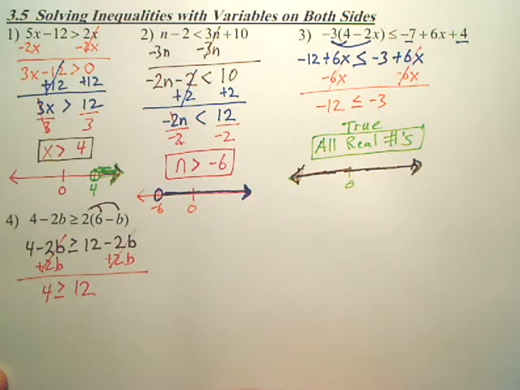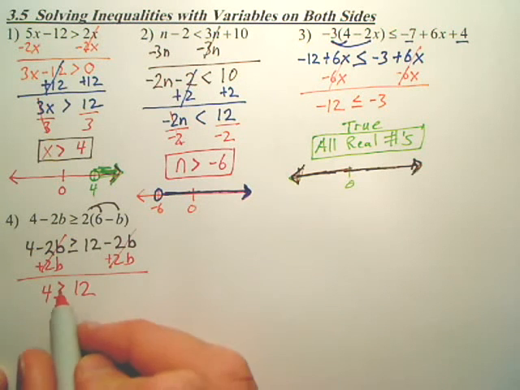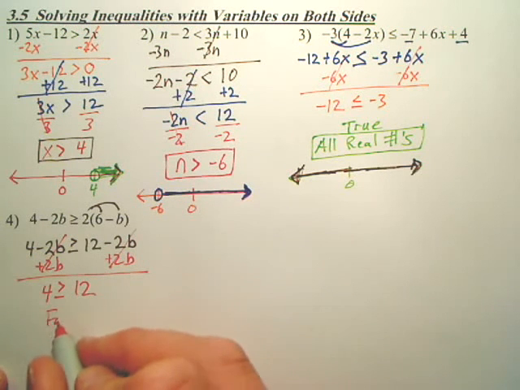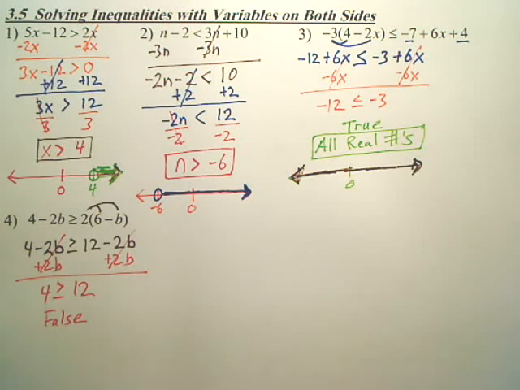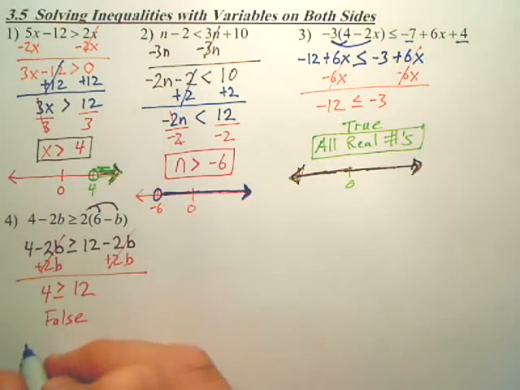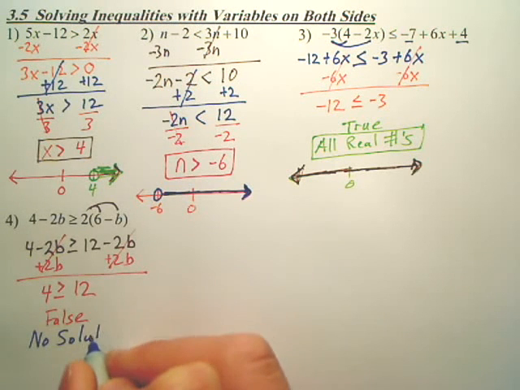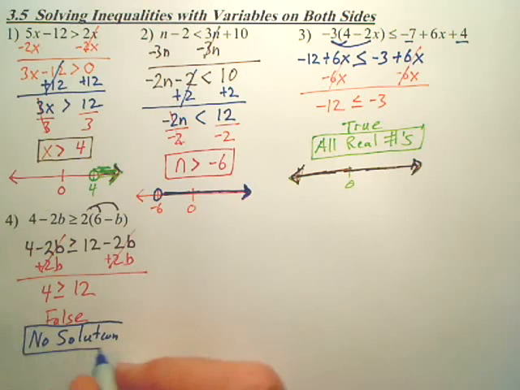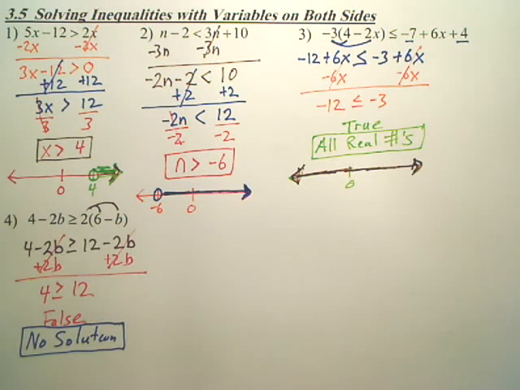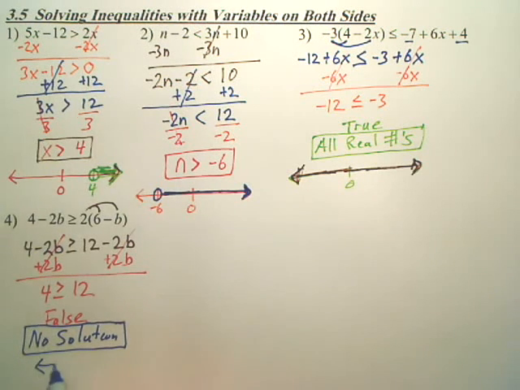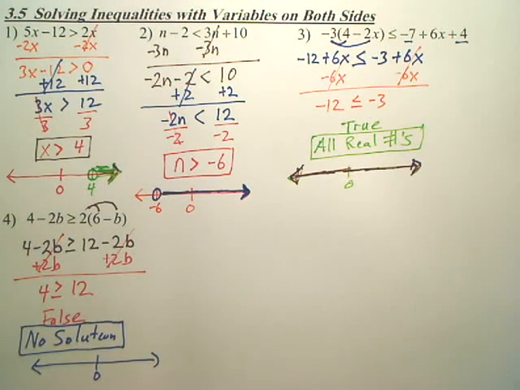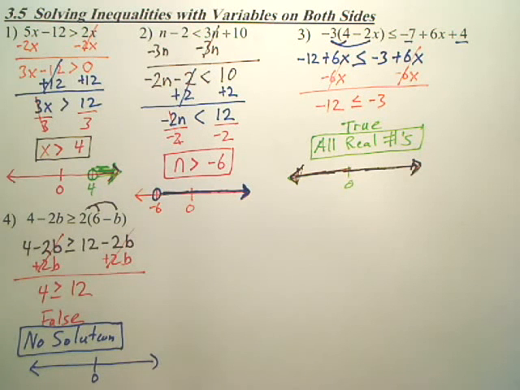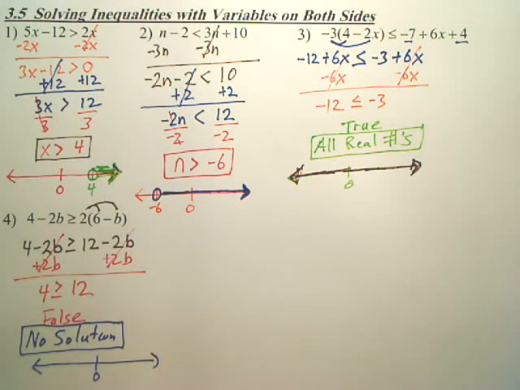Is 4 greater than or equal to 12? Isn't that false? What did I just say earlier? If it's false and everything drops out, isn't that no solution? If everything drops out, it's called a no solution. This is what it would look like on a number line. Done. It'd be a number line with nothing shaded, because are there any answers? No. No matter what you put in for b, it'll never work.